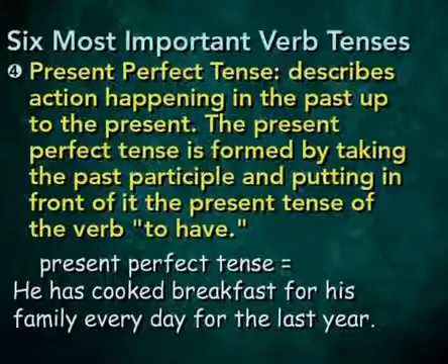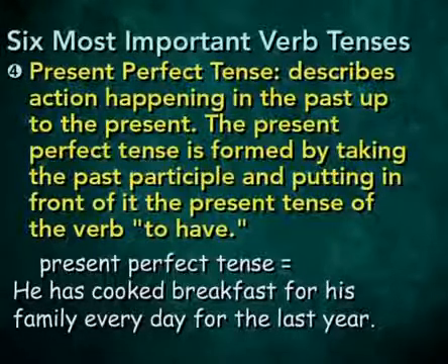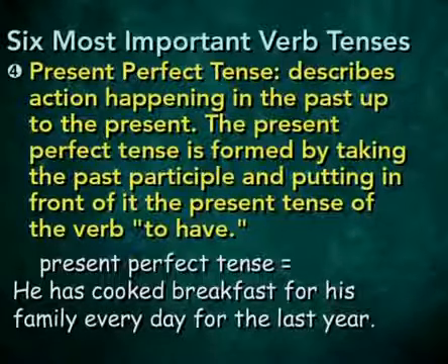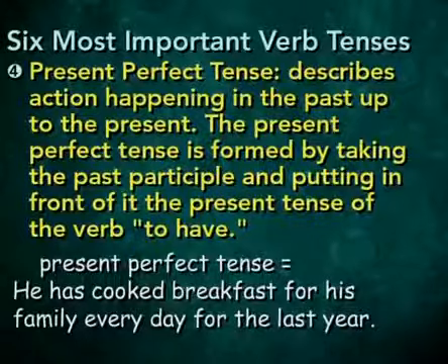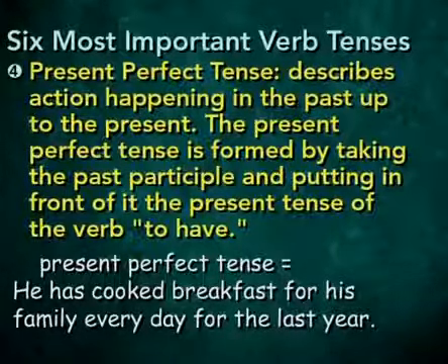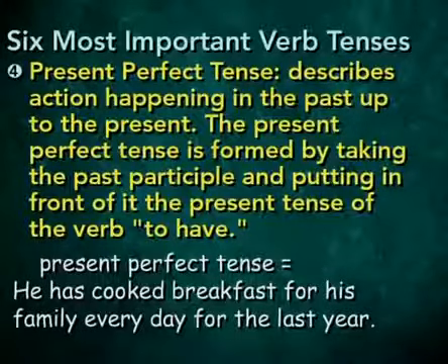Not action that was completed and finished sometime in the past, but rather action that's continuing right up to now. When we say he has cooked breakfast every day, we're saying that he continues to do so right up until today. And that's a perfect example of how the present perfect tense would be used.